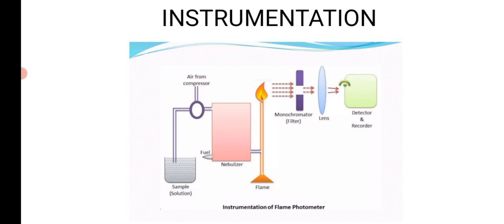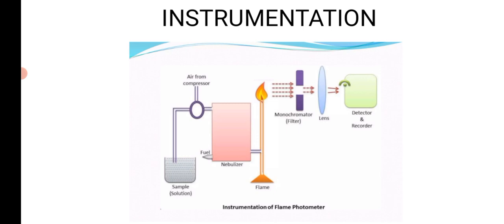And finally, with the help of the lens, they determine what type of element is present with the help of the detector and the recorder. I hope everyone is clear about that instrumentation of flame emission spectroscopy. We must need the detector.